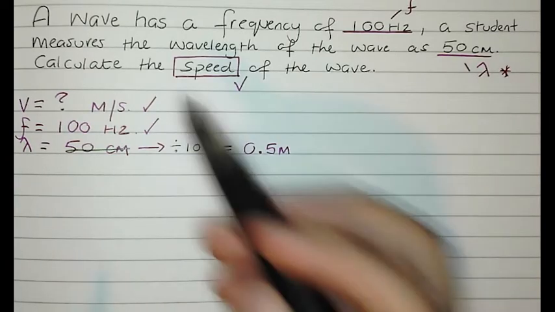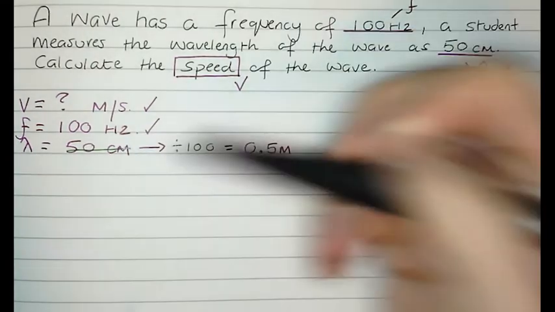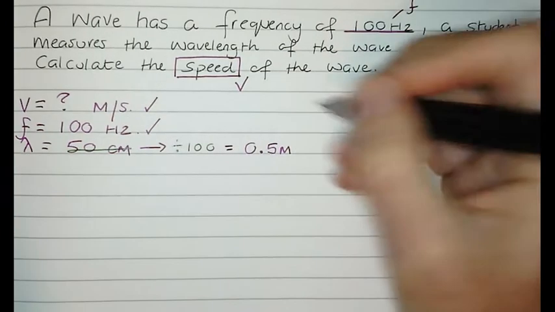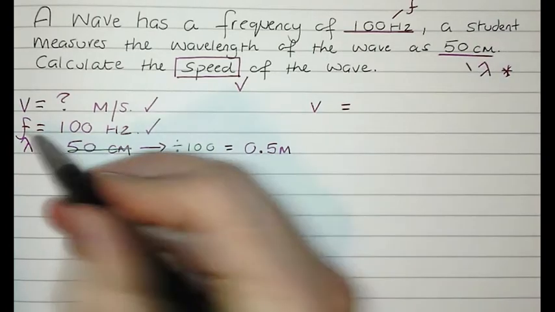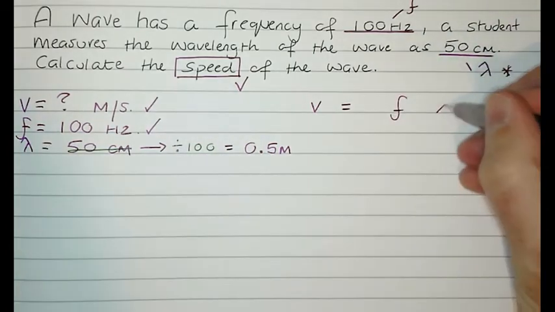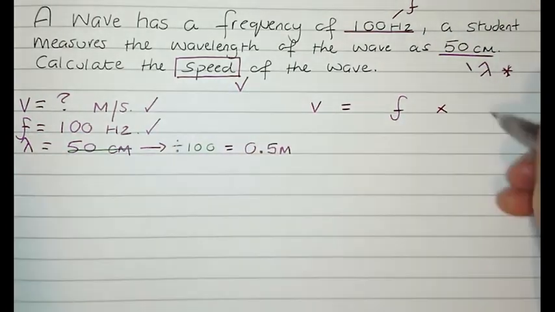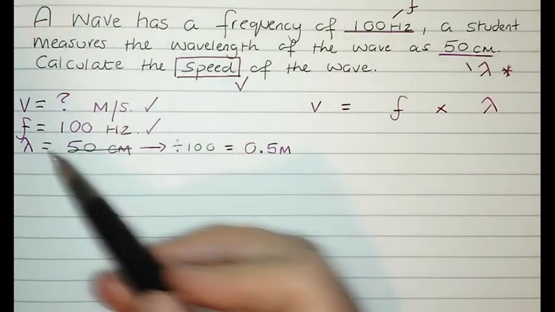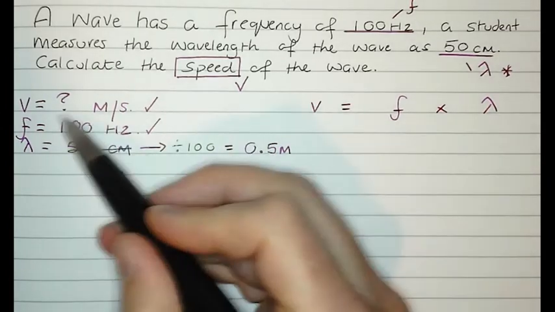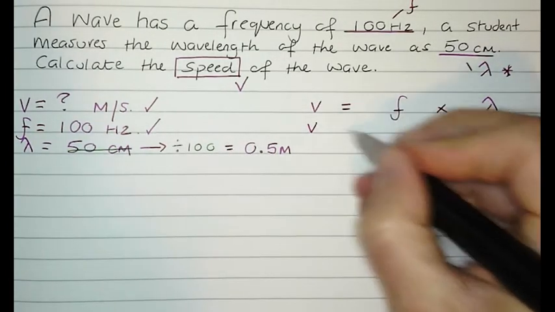So once we've extracted, we've converted, we now need to write our formula. So V equals frequency times the wavelength. Okay, once we've got the formula, we need to substitute our values in. So V is unknown, so that stays as V.